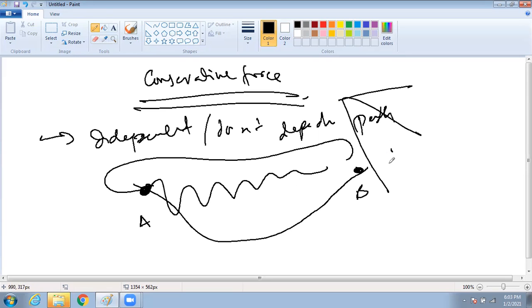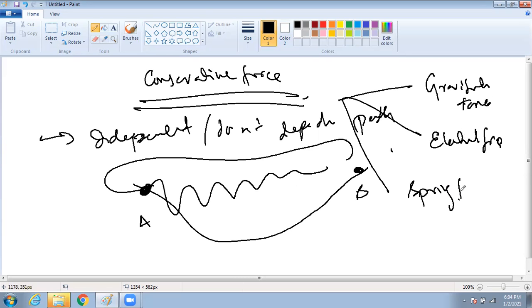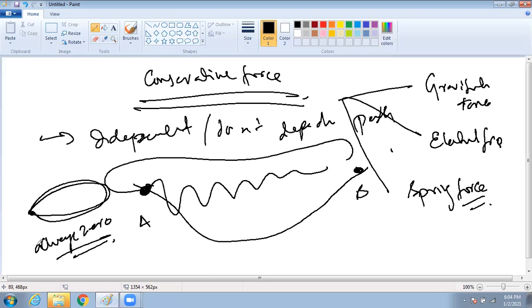And what are the examples of those forces? One is gravitational force. Clear? Next is electrostatic force, and then it is spring force. Clear? These forces are called conservative force. They are not dependent on the path but only depend on initial and final position. Clear? Yes, sir. And remember, the work done by such forces in a closed path is always zero, which is what Pritam is trying to say. The work done by these forces in a closed path is always zero. Clear? The work done by conservative force in a closed path is always zero.